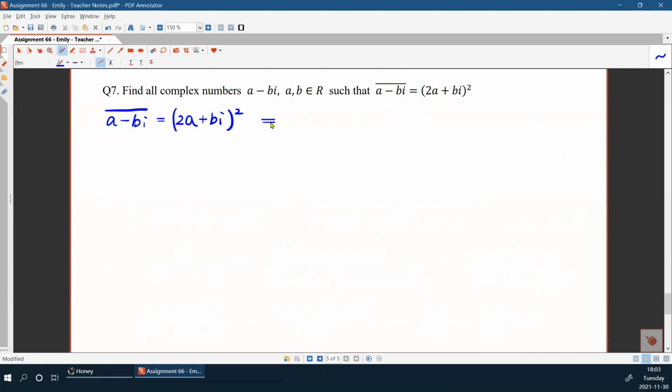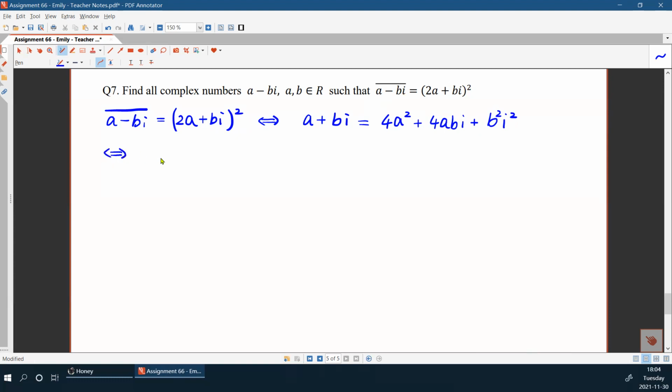Okay, so this is equivalent to the left side is just a plus bi, right? Because the conjugate number means the real part unchanged and the imaginary part converted to the opposite number. And the right side, we can just expand it using the formula, which states that it should be 4a squared plus 2ab, 2ab is 4abi, right? And then plus b squared, which is b squared i squared. So note here, i squared is -1.